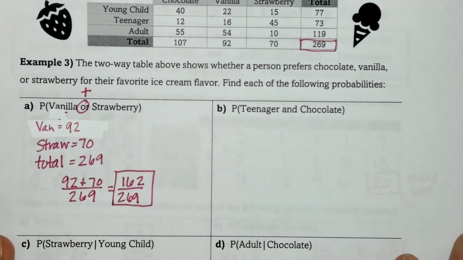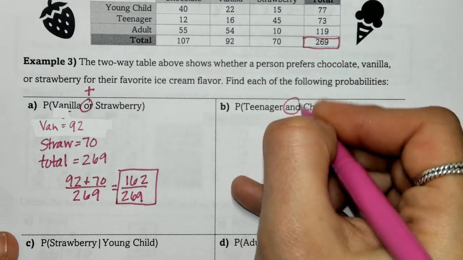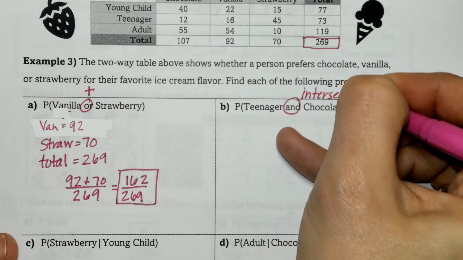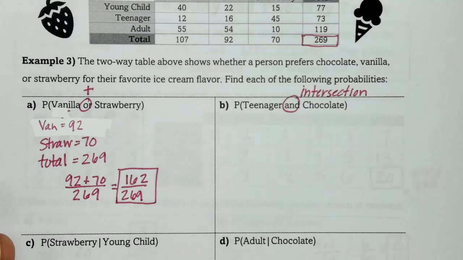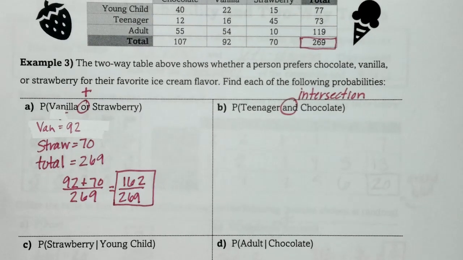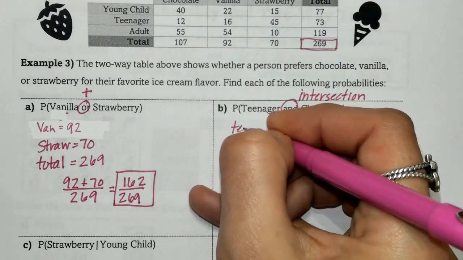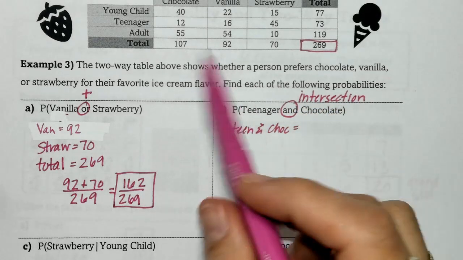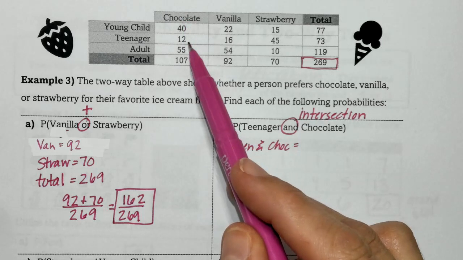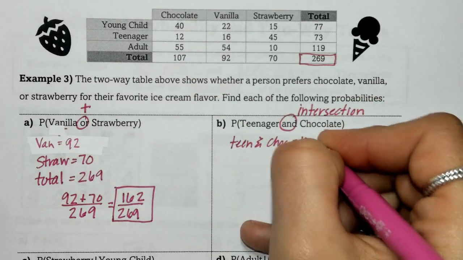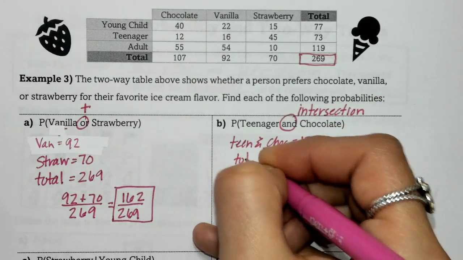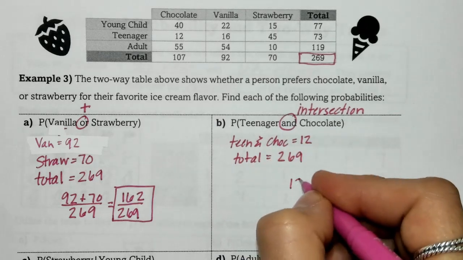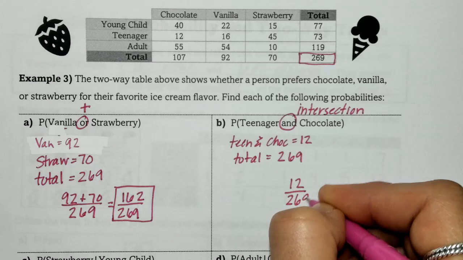Now we're going to look at a teenager and chocolate. Again, that word "and" means intersection. We've been looking a lot at that lately with the given problems. So we want teen and chocolate. Where did the teenager and the chocolate intersect? We've got 12. Out of your grand total of 269, so 12 over 269.